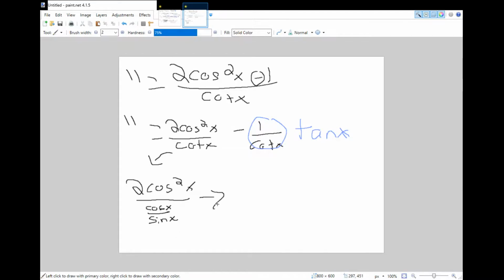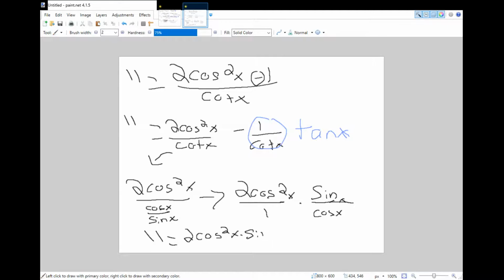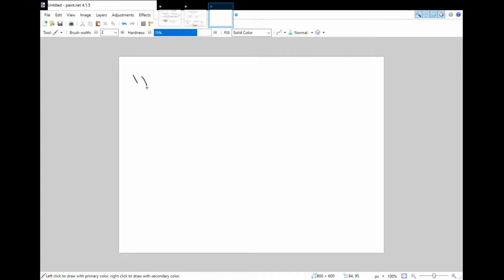So what we're going to do is we're going to do some more work on this. 2 cosine squared x over 1 multiplied by sine x over cosine x, because we're dividing by this, so we're going to flip it and multiply. This will end up being 2 cosine squared x times sine x over cosine x minus tangent x. And now we're gonna get rid of the squared and get rid of the denominator. So it is equivalent to 2 cosine x times sine x minus tangent of x.